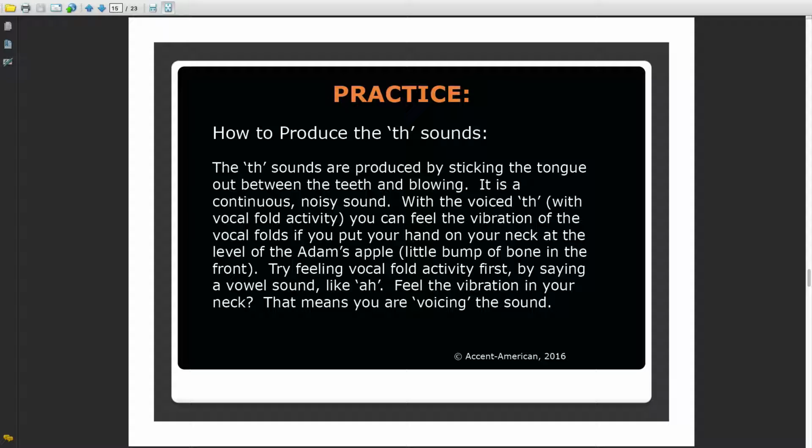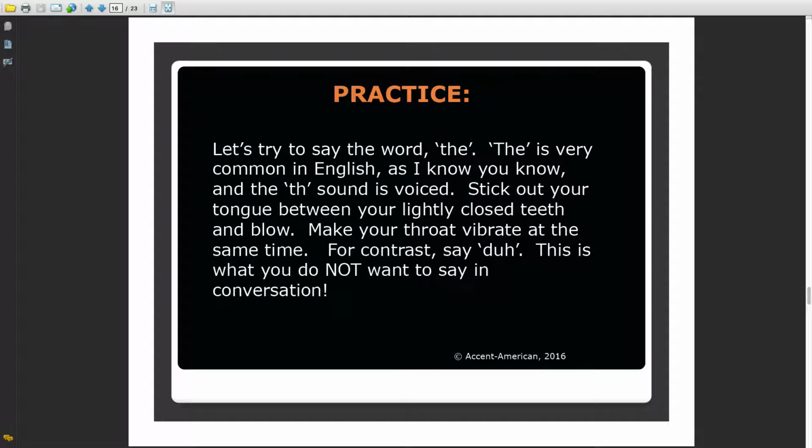That's the unvoiced TH. With the voiced TH, this means that the vocal folds in your throat are vibrating. We do it the same way, stick out your tongue and blow, but we activate our vocal cords as well. So it sounds like this, th, like the. You can put your hand on your throat and you should feel the vibration, th, like the. So this is the example, the word the. The is a very common word in English, as you know, and the TH is voiced. We don't want to say duh.